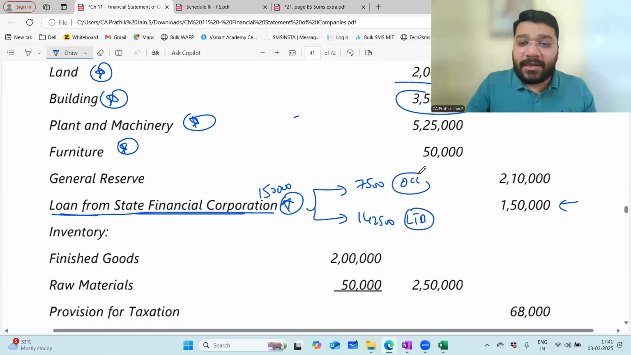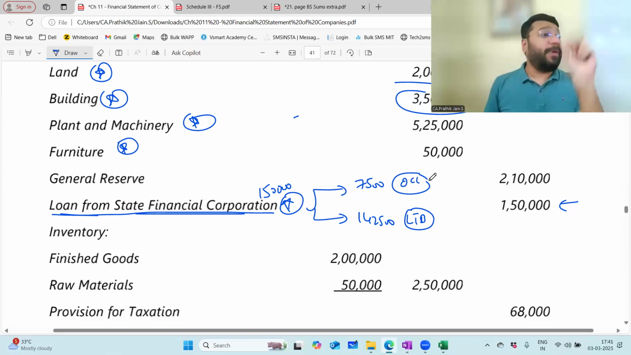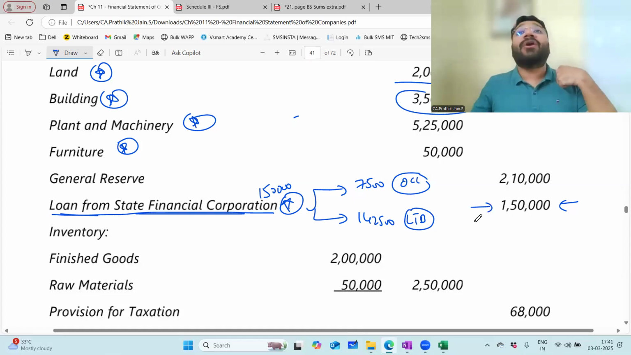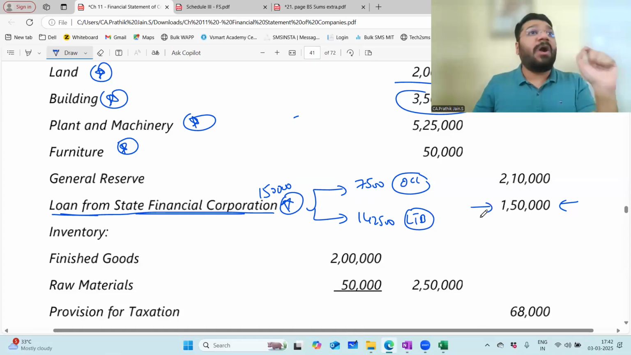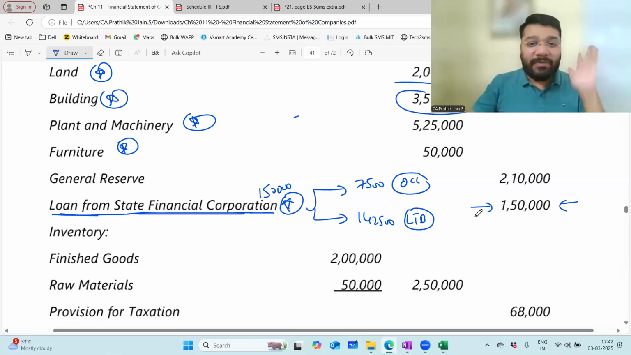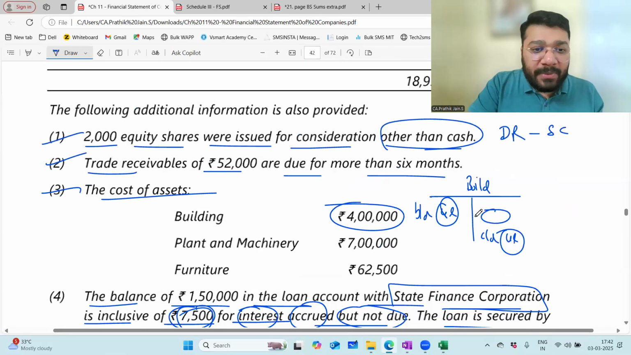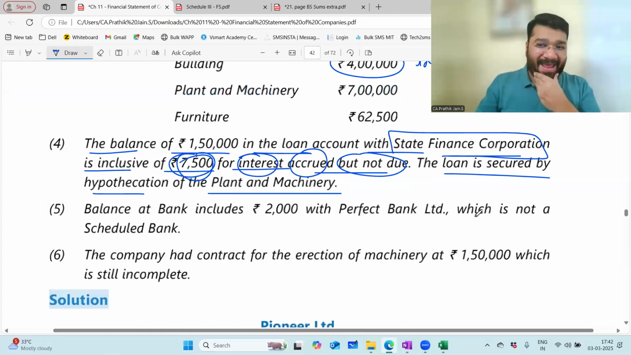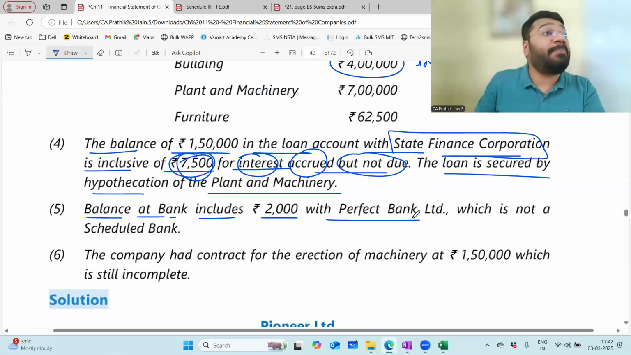Is this understood or not understood? So I'm taking this into two parts. The accountant has mistakenly accounted both under this category in this ledger. So as a CA, you have to apply your knowledge of accounting, and at the same time keep in mind the disclosure requirement, the Schedule 3 requirement of the Companies Act. So accordingly, you have to play. Am I loud and clear? Do you have any doubts in this? Online people, do you have any doubts? No, sir. Now, the fifth one: balance at bank includes 2,000 with Perfect Bank Limited, which is not a scheduled bank.